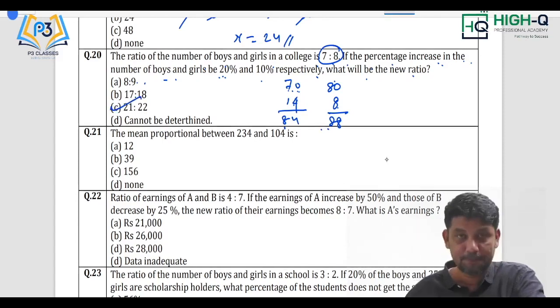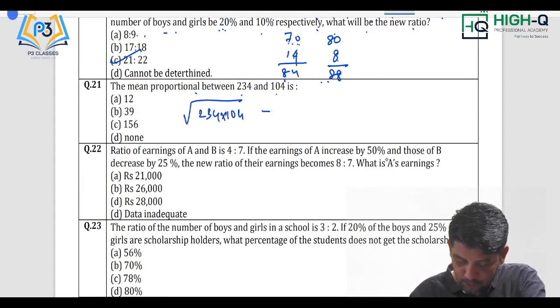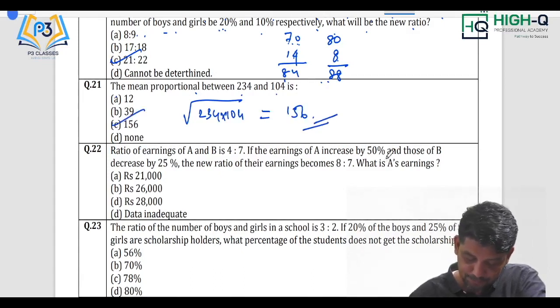Option C, my dear. Next, the mean proportional between 234 and 104 is. So 234 into 104, take the square root. If you find out, I think you will be getting 156.